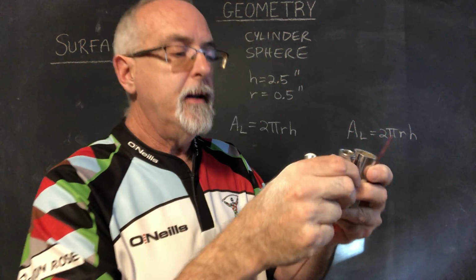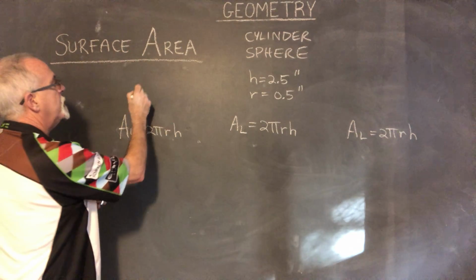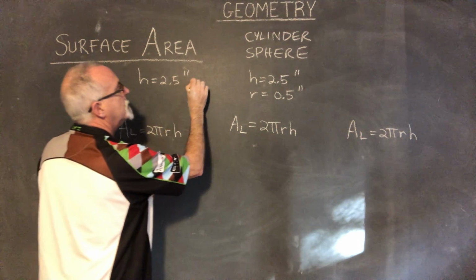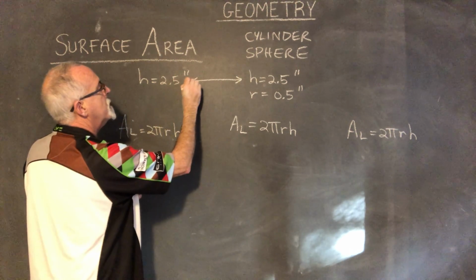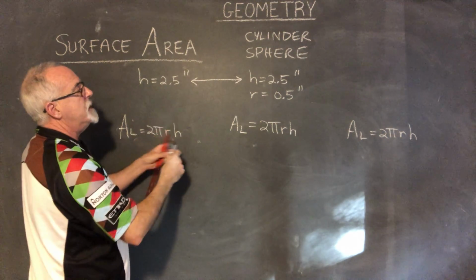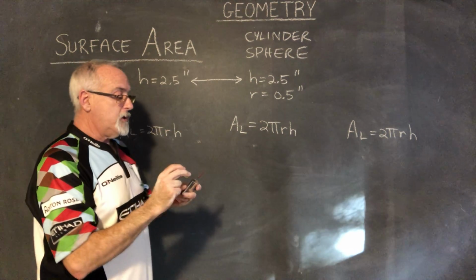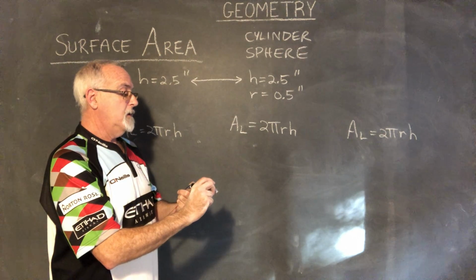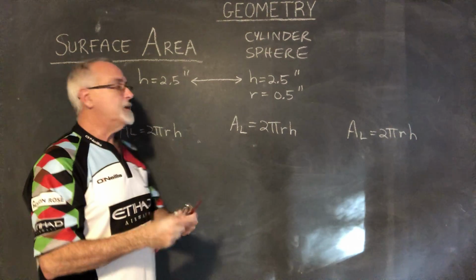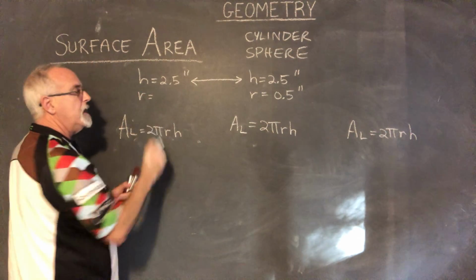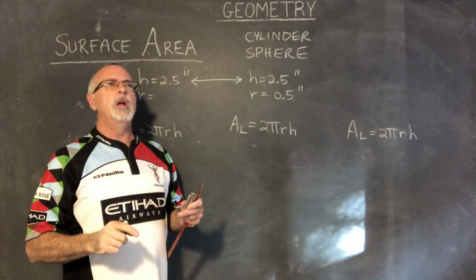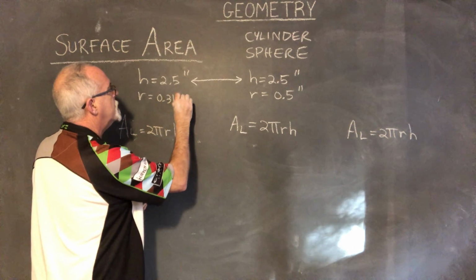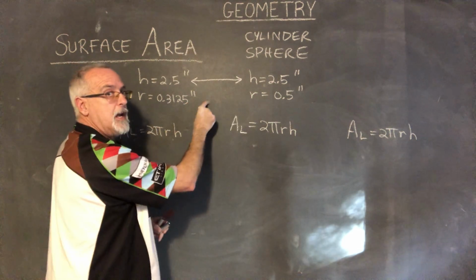Remember the skinny one? It's got the same height. So I'm going to put the skinny one over here. The height is equal to 2.5 inches. And then we'll put a little double arrow to remind us, aha, both of these have the same height. But its radius I have to measure. 5/8 of an inch, which will be 0.625. Radius, wait, no, that's the diameter, is 0.625, so the radius is 0.3125 inches. Not the same.